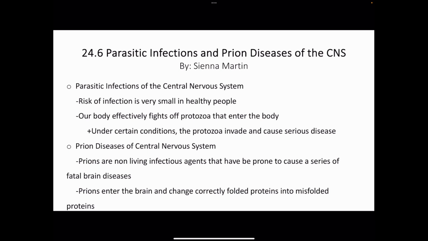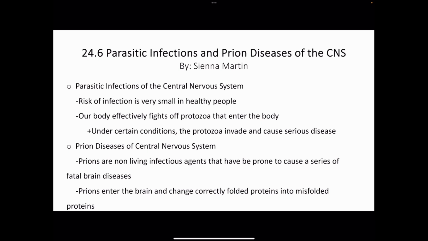Parasitic infections of the central nervous system are rarely seen in healthy individuals and target immunocompromised individuals. Normally, when a protozoa enters our bodies, the body is able to fight it off, but in certain conditions, especially in immunocompromised individuals, the protozoa will invade the body and cause serious disease. When talking about protozoa, it is referring to eukaryotic parasites that are made on their own and infect the body, whereas prions enter the body and change the structure of proteins, which causes disease.